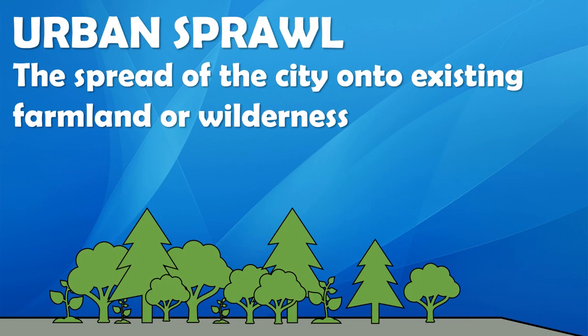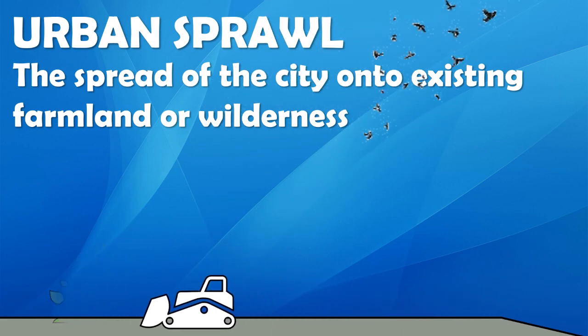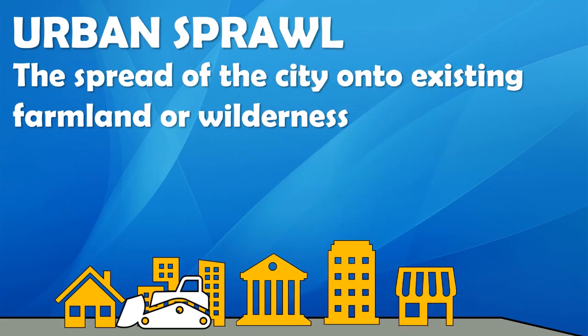The next thing is urban sprawl. This is the spread of the city onto existing farmland or wilderness. So in the previous example, we saw how we leveled some vegetation in order to provide those houses. Urban sprawl is the animals that flee, the habitats you destroyed, the farmland, the wilderness, the trees that were there, everything that was natural that is gone now. We call that urban sprawl.